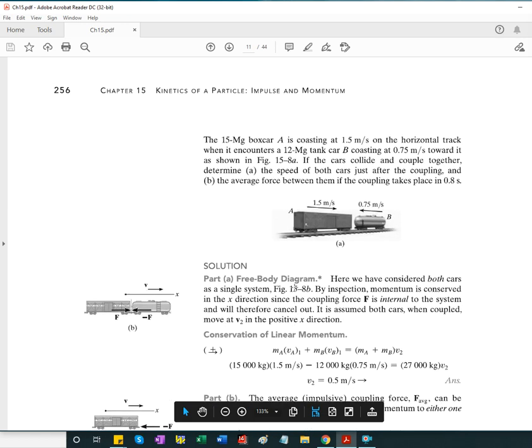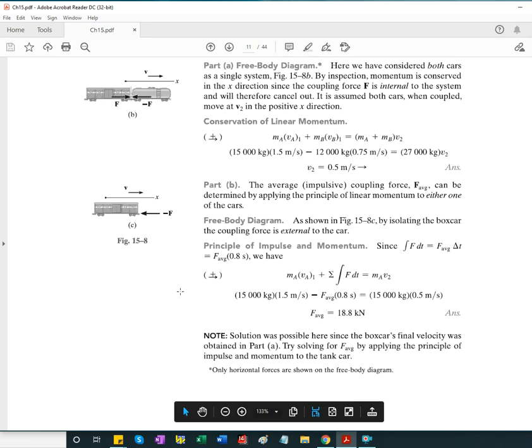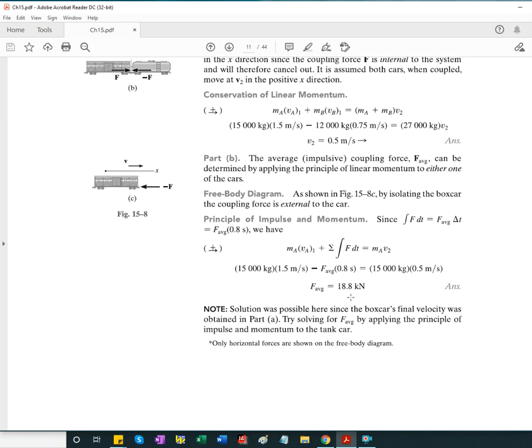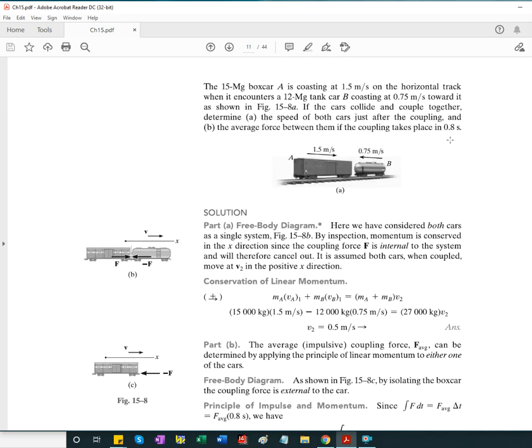So here is one sample problem where we have two train cars. They travel towards each other with the given speeds, and then they get coupled. The question is, what would be the velocity of the two cars coupled together right after the event? Then we can calculate the average force generated by analyzing just one of the cars, either A or B, to calculate the average force between them. If there's information about how long the coupling event takes, you can see it's short, 0.8 seconds.